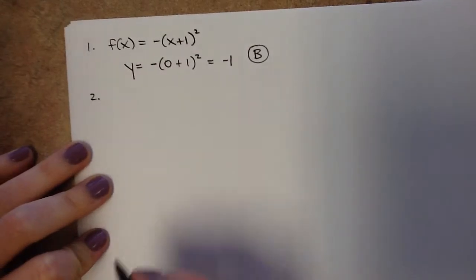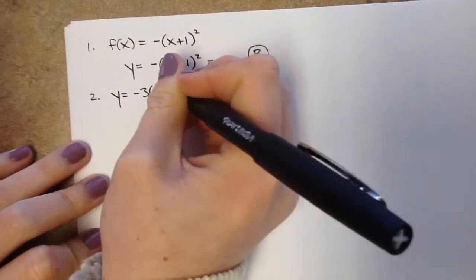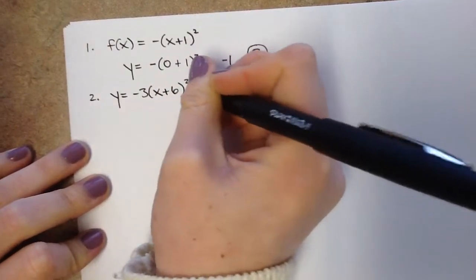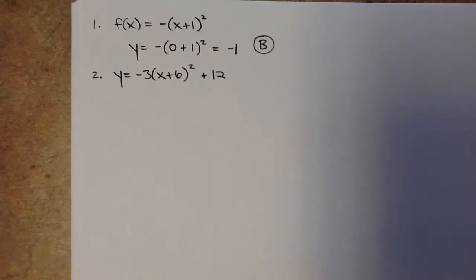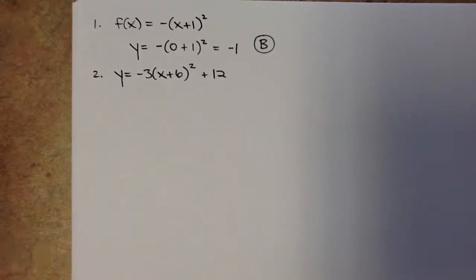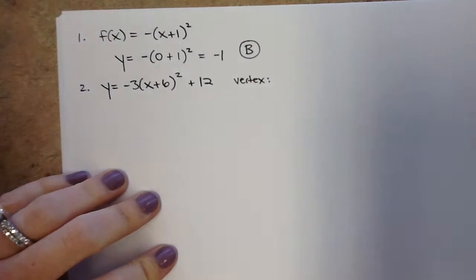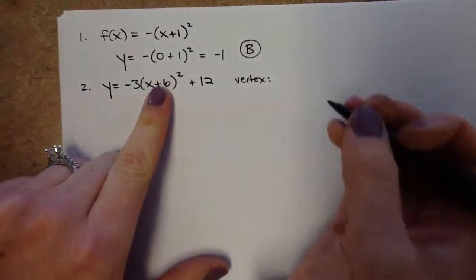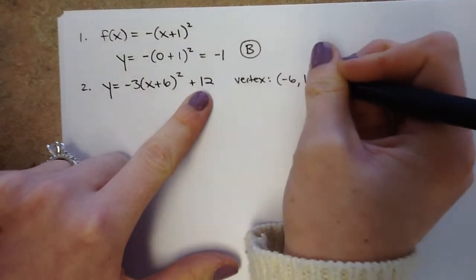Number 2, equation of the axis of symmetry for this graph right here. Okay, so this form that our graph is in is called vertex form. When you're in vertex form, do not FOIL, do not simplify anything up. When you're in vertex form, your vertex is given to you right away. The way the formula works is this: the x value is the opposite of what you see right here, so negative 6. And then the y value is exactly what you see right here.